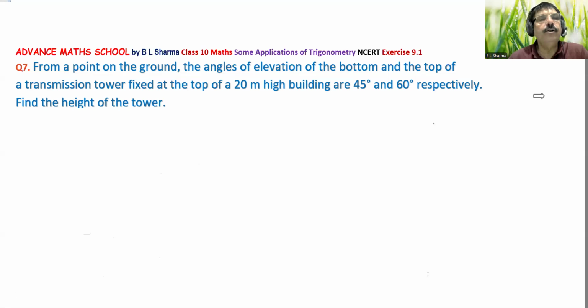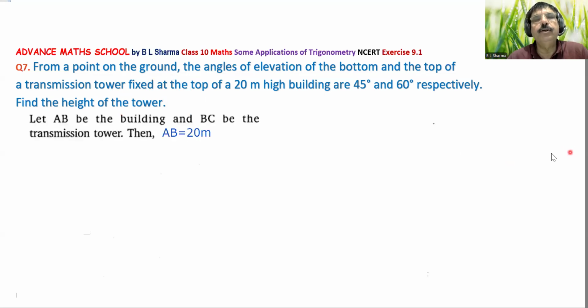Question number 7 on your screen. From a point on the ground, the angle of elevation of the bottom and top of a transmission tower fixed at the top of a 20-meter high building are 45 degrees and 60 degrees respectively. Find the height of the tower.